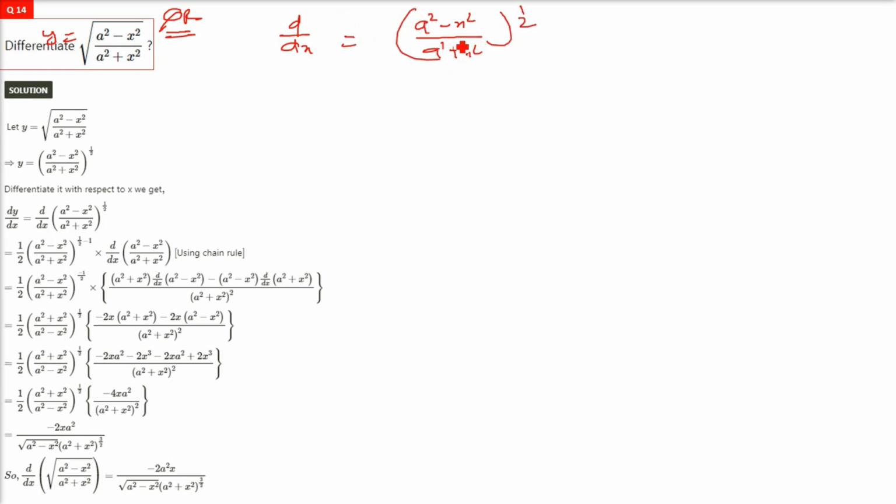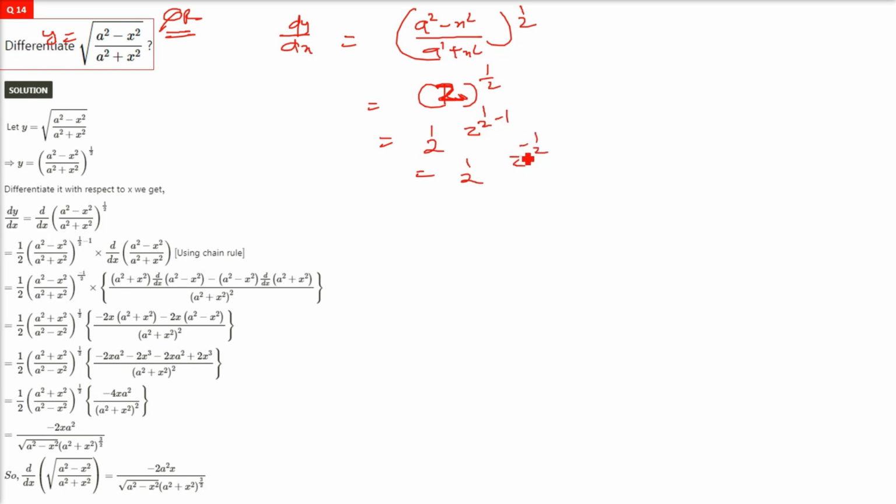So in order to differentiate this, first you have to assume this whole a square minus x square plus a square plus x square as something which is, say, z or y or whatever. Don't call it k, because k is always used for some constant. So x, y, z is better to understand that we are dealing with the variables. So half x to z to the power half minus 1, half. So z to the power minus half.